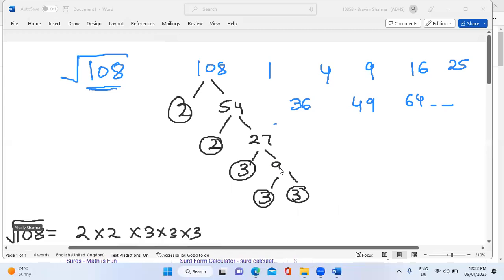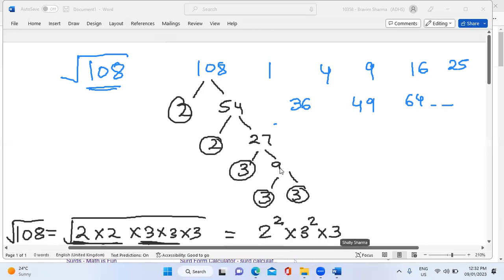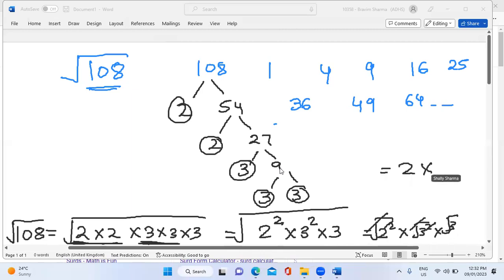And the square root of this will be equal to the square root here. Now form the pairs of 2's. So this is one and this is another. So it is 2 squared times 3 squared times 1 more 3. So this will be the square root of 2 squared times the square root of 3 squared times the square root of 3. Square root cancels, square root cancels. So we got 2 times 3 times square root of 3, which is 6 square root of 3. So this would be the answer.